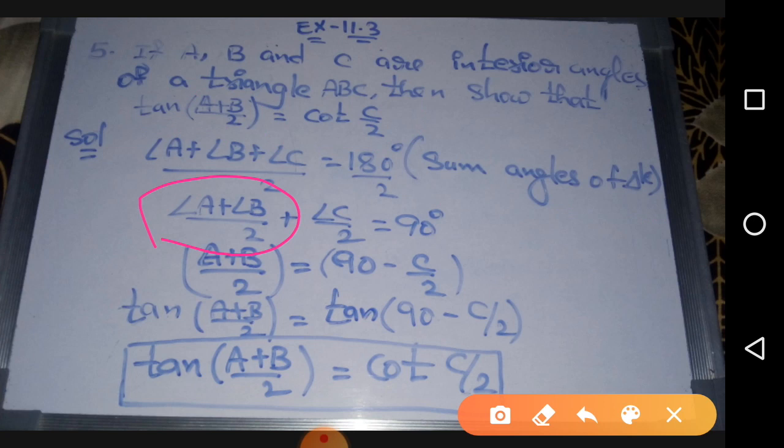Then (A plus B) by 2 equals 90 minus C by 2, and then we take tan on both sides. Thus tan of (A plus B) by 2 equals tan of (90 minus C by 2), and tan (90 minus theta) is nothing but cot theta, thus cot C by 2. Hence proved.